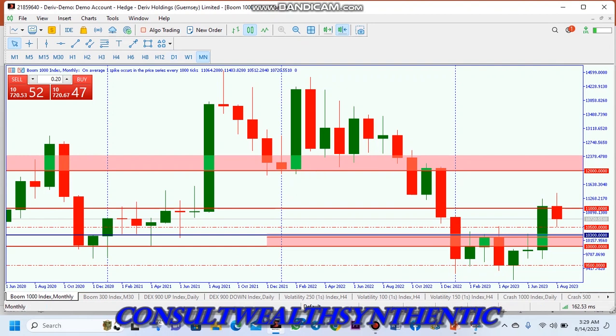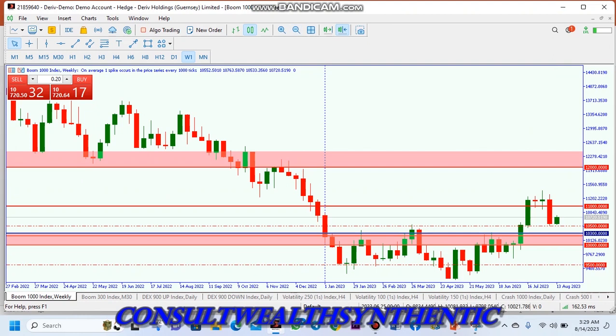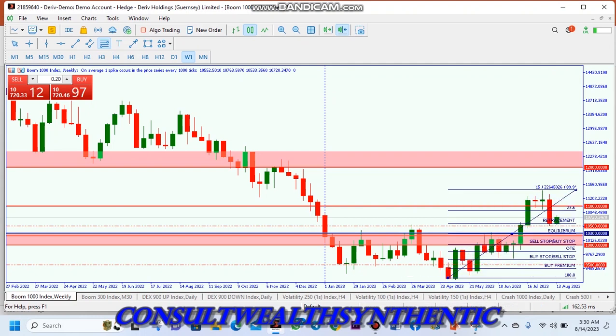So let me come to my lower time frame. On the weekly time frame, what do we see? We see this weekly order block being formed. Then let's measure. This was our last sell, and this was our last buy. So we see the market reacting on this fib retracement.